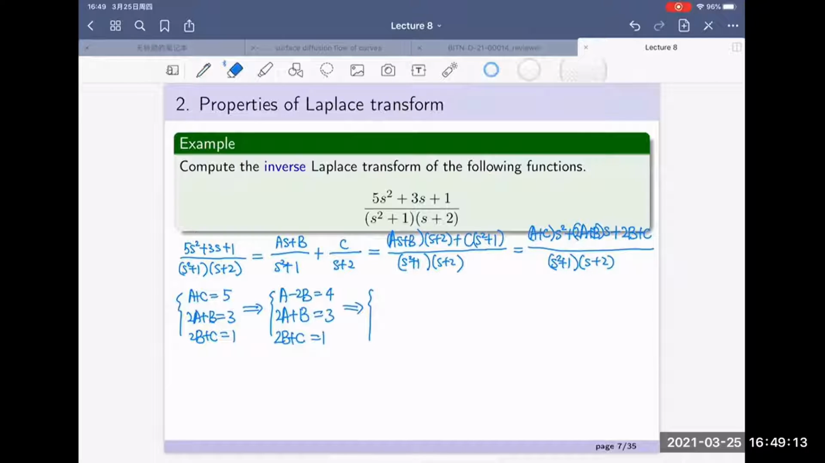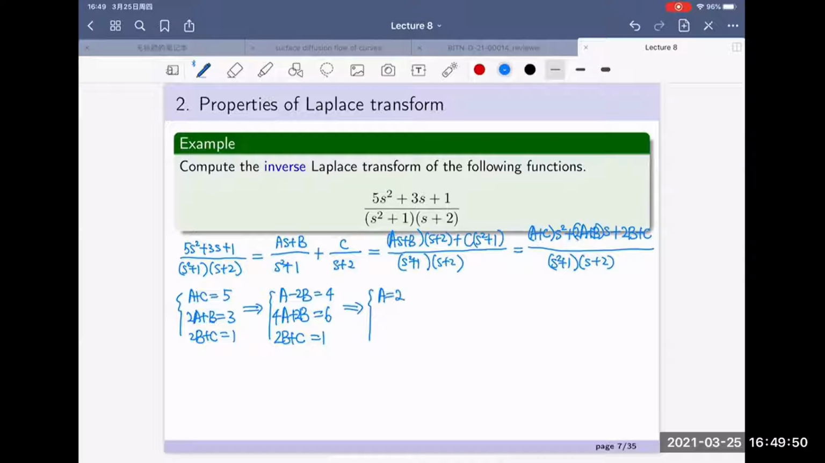So you have 2A plus B equals 3. Multiply this by 2. You would get 4A plus 2B equals 6. And then you sum up the first two equations, you get 5A equals 10. So A equals 2, right?